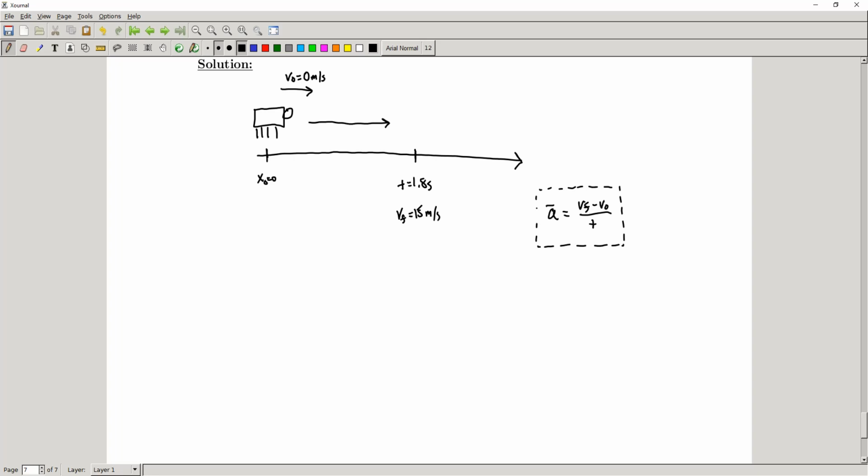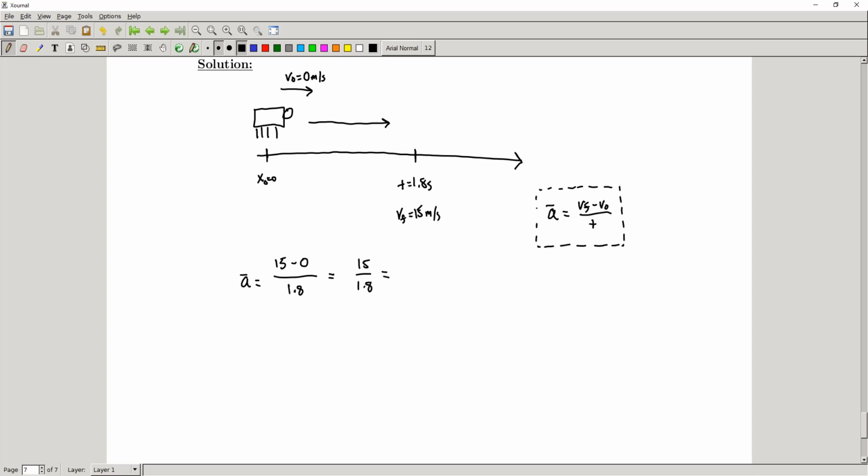And now we're going to substitute in values. So let's write down the equation again. Average acceleration is going to be equal to final velocity. Well, final velocity is 15 meters per second, minus initial velocity. Well, initial velocity was 0. And it took how long to undergo that change in velocity? 1.8 seconds. Okay? And so we end up with 15 over 1.8.